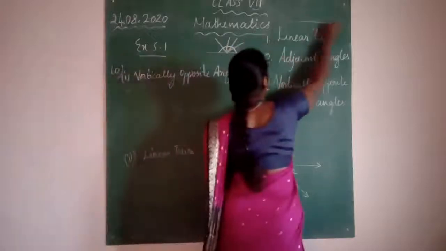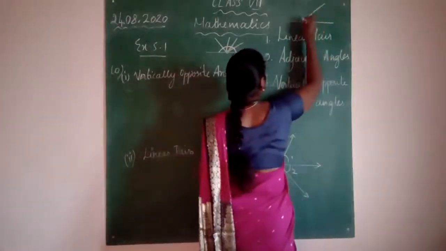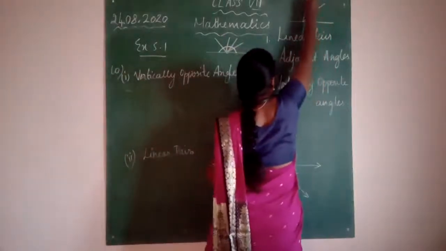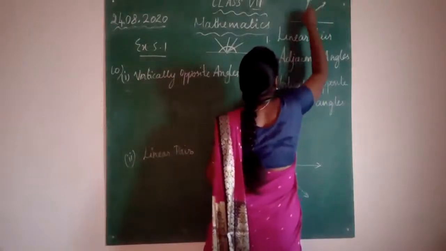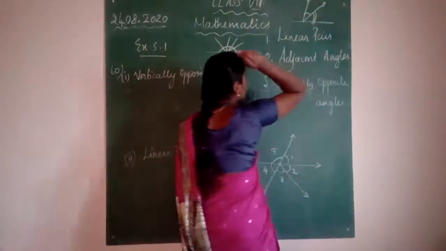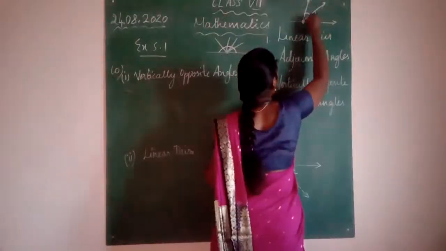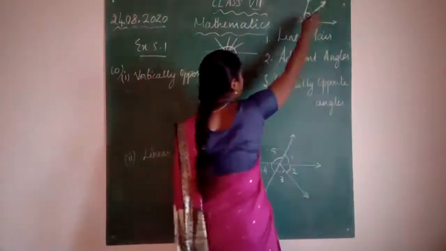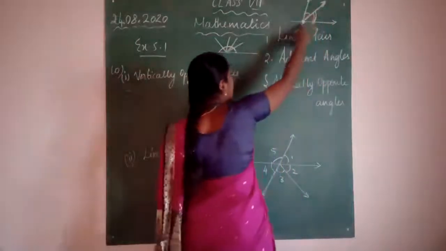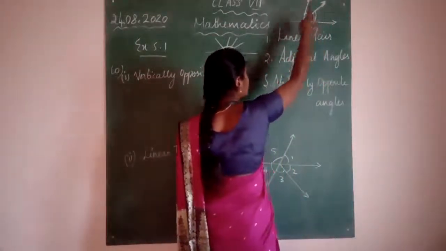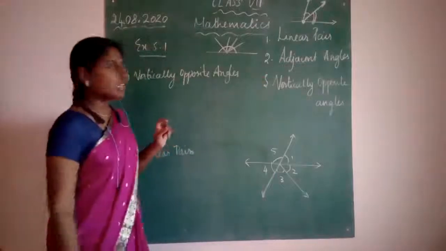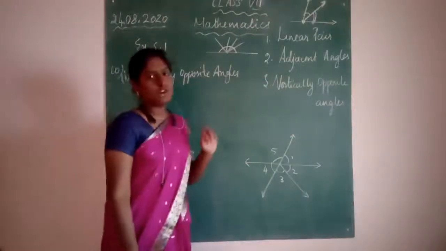Next, adjacent angles means two angles which are nearby each other. For example, look here, you will have two angles like this. This is one angle and this is one more angle. Here you have a common vertex point and you have a common arm. Is it clear? Next is vertically opposite angles.